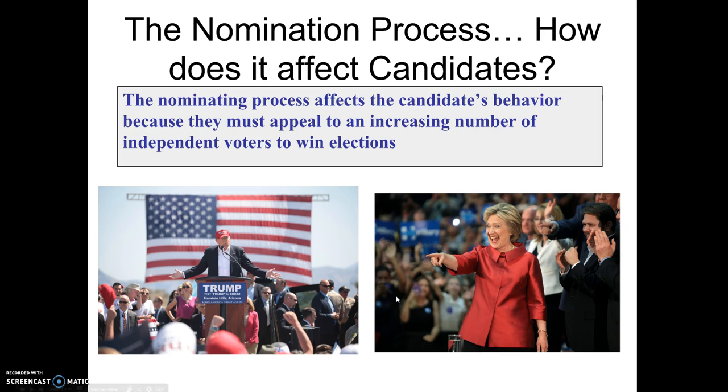The nomination process also affects the candidate and the candidate's behavior. Candidates have to appeal to an increasing number of independent voters to win elections. So they have to walk a very fine line between winning support from voters who are strongly affiliated with their party and also winning support from people who would consider themselves to be independent.